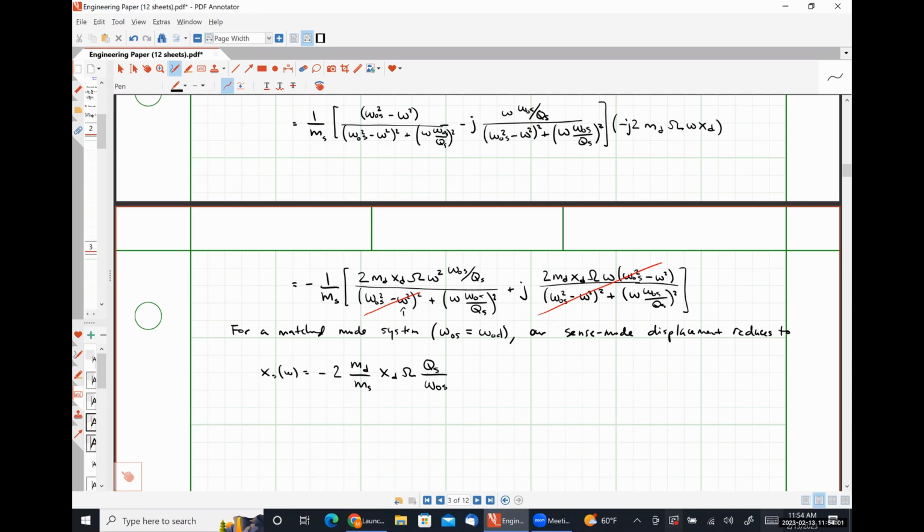So our displacement here is proportional to the ratio of the masses, our drive mode displacement, and our rotational frequency. It's also linearly proportional to the quality factor of the sense mode, right? Which means in order to get a large displacement to measure, we need to have a high quality factor.